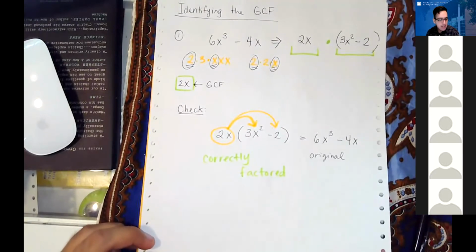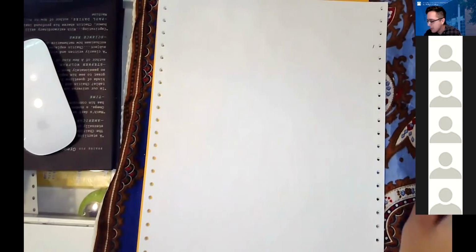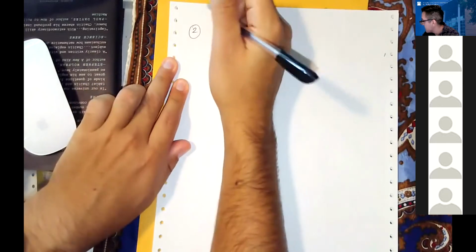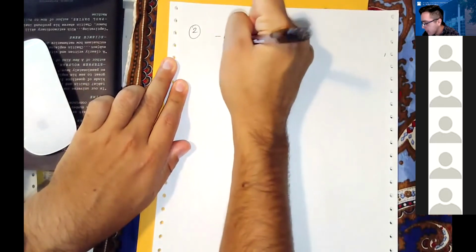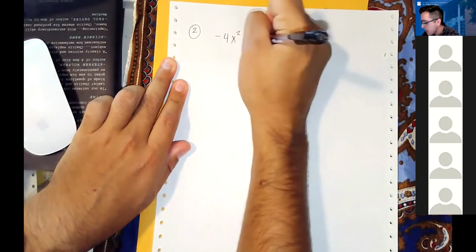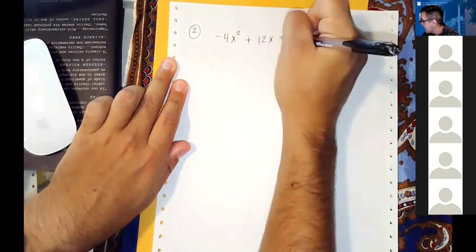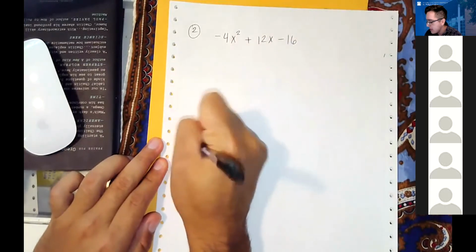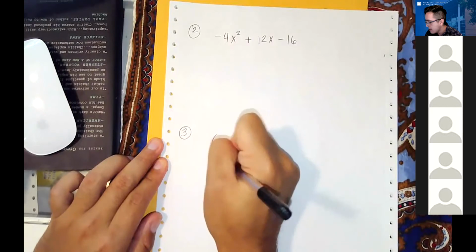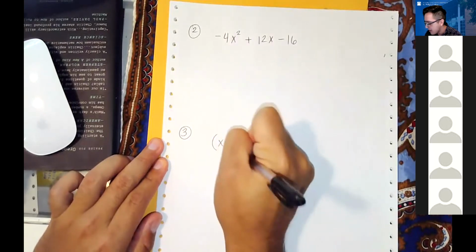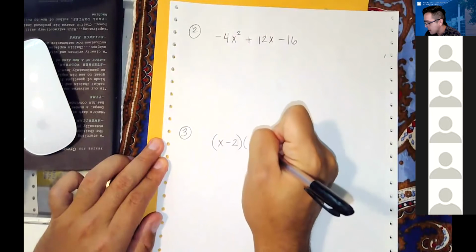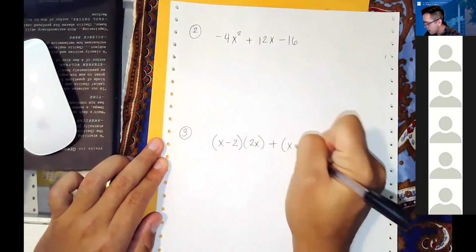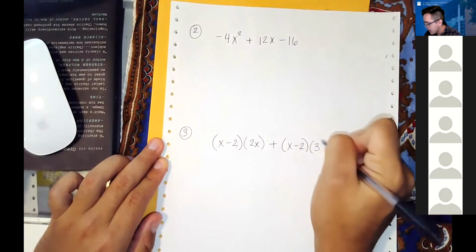Okay. Let me maybe give you a couple more and let you have at it. So 2. We'll look at -4x^2 + 12x - 16. And then 3, we'll look at something a little bit more challenging: (x - 2)(2x) + (x - 2)(3).